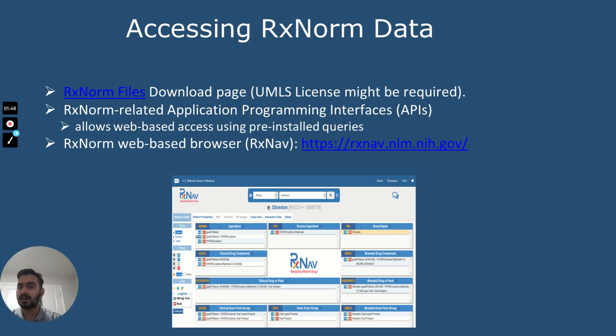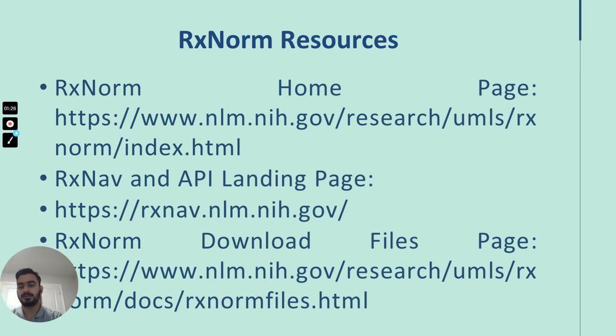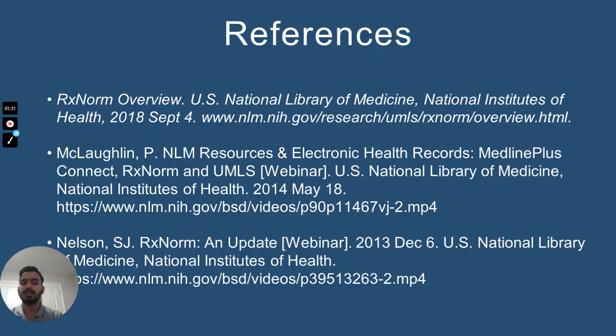How can we access RxNorm? RxNorm can be accessed through RxNorm files, download pages, and RxNorm-related application programming interfaces, APIs, which allow web-based access using pre-installed queries. And the easiest one is the RxNorm web-based browser, RxNav. We can access it from there. These are the links from where you can access RxNorm. These are my references from where I read and created this presentation.